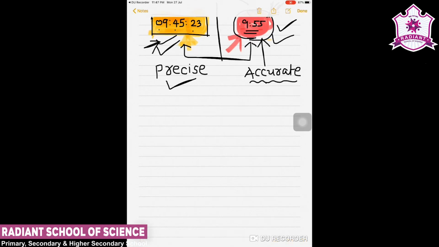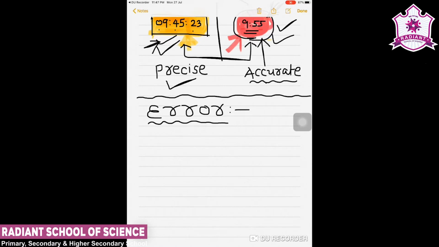Now the new term, that is our basic, that is error. So now we will understand what is error. So error comes in the measurement. So another thing that we will deal with now, that what is error, that we will write here. So error means, say, what is error actually.